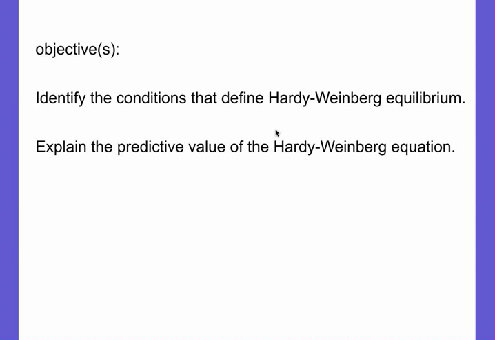Okay, welcome to the biology notes for section 4 of chapter 11. This section is over the Hardy-Weinberg equilibrium. So your objectives are to identify the conditions that define Hardy-Weinberg equilibrium and also to explain the predictive value of the Hardy-Weinberg equation.